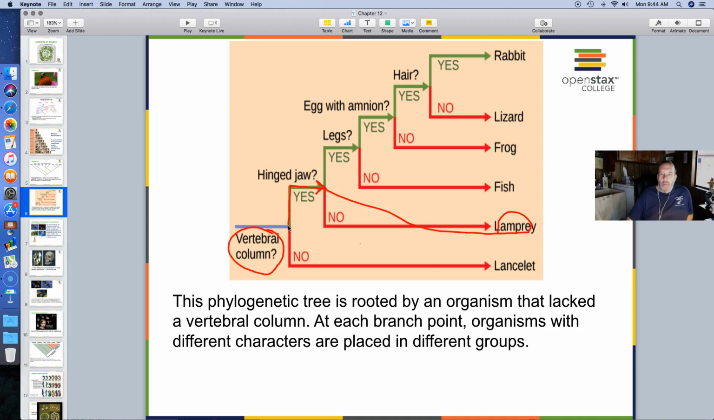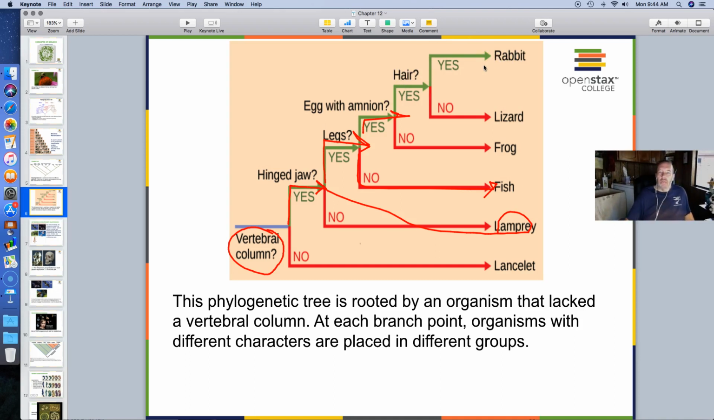If it does have a hinged jaw, then it takes us to other options. Does it have legs? No, that would take us to things like fish or snakes. Does it have legs? And then does it have an egg with amniotic fluid? Humans have amniotic fluid around their embryos as they're developing. No would take it to a frog. Yes would take it to these options. Does it have hair? No, takes it to a lizard. Yes, takes it to a rabbit.